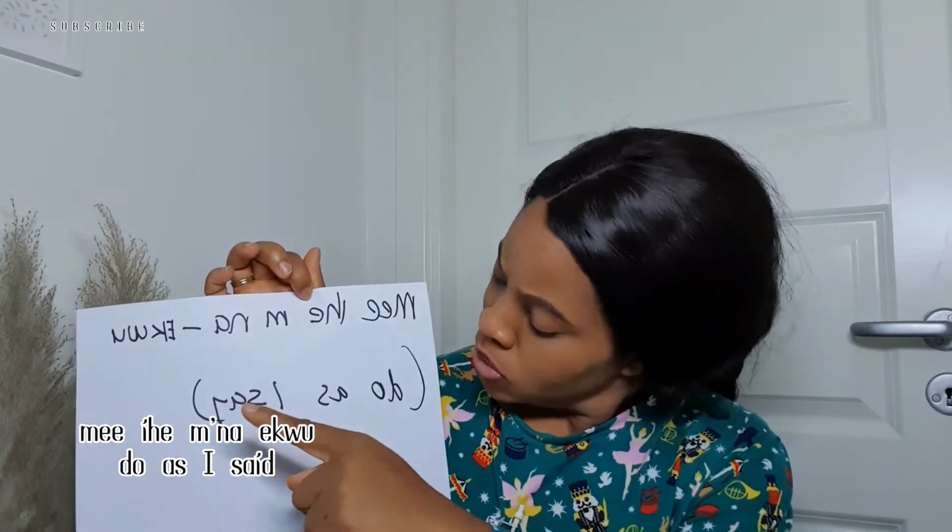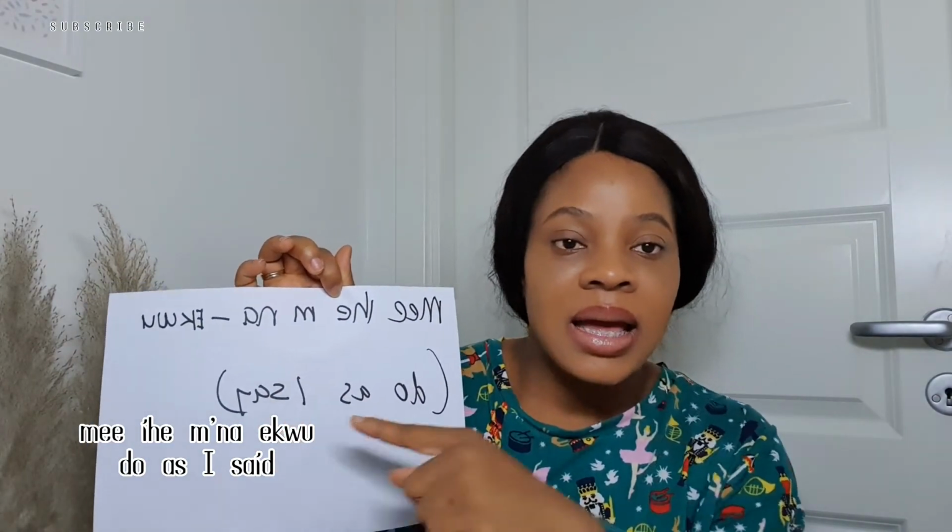Mee ihe m na-ekwu. Do as I say. You're instructing your junior brother, your junior sister to do what you said. Mee ihe m na-ekwu. Do as I said. Mee ife or ihe, dialect, it doesn't matter.